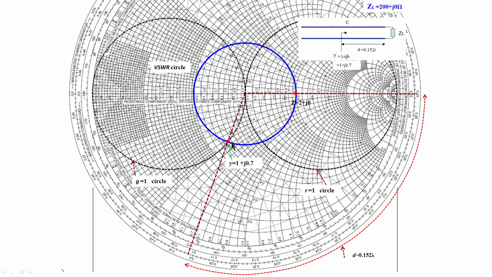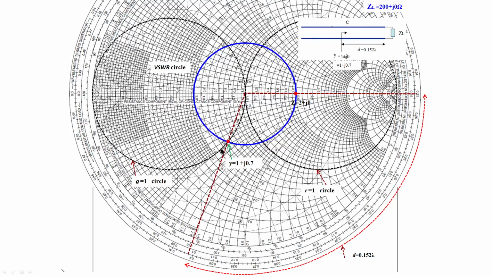Okay, but the admittance real value becomes 1 whenever this VSWR circle intersects the G is equal to 1 circle. You should find out where it is. See, this is the 1. This is the 0.9 circle, 0.8 circle. Similarly here, 1.2 circle. This is the G is equal to 1 circle.